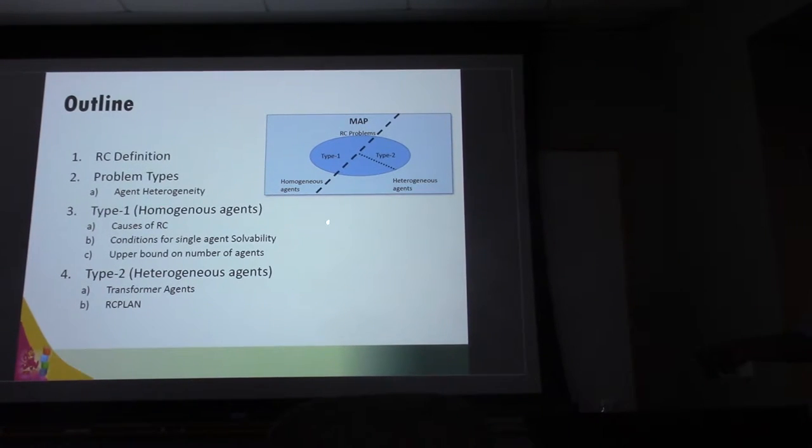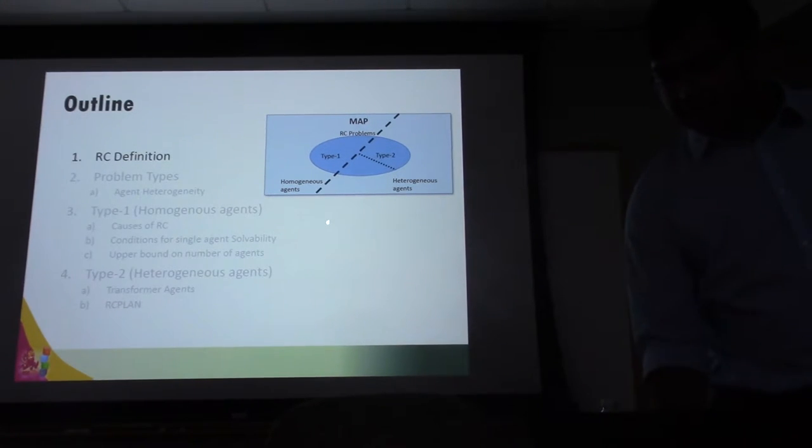Next, we'll actually look at the type one class of problems and try to identify reasons why there might be required cooperation in such problems. We'll also look at under what conditions we can say that there is no required cooperation, that a single agent can solve the entire problem. And finally, we'll attempt to provide an upper bound on the number of agents. Finally, for type two, we will introduce this concept of transformer agents, which is a virtual agent which has the capabilities of all the individual agents. And we will see how we can make use of these transformer agents to simplify planning.